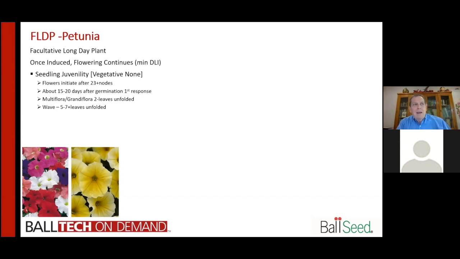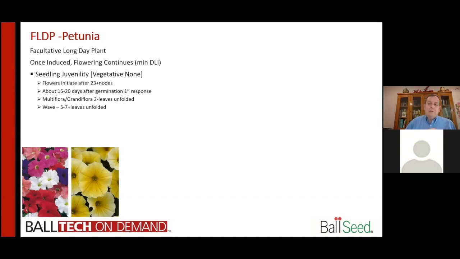And why is that? Because they have to unfold and develop that many leaves, and it takes about 15 to 20 days to get that leaf count on the plant. They initiate somewhere around 7 to 11 nodes, and then bam, they're ready to be initiated if you have them under long days. So when you're growing multiflora, grandiflora, what stage is that? It's usually about when there are 2 leaves unfolded.